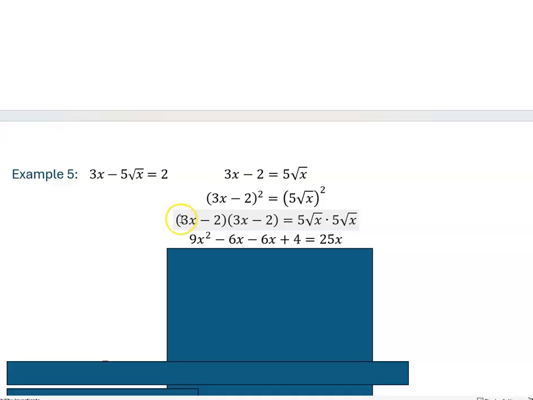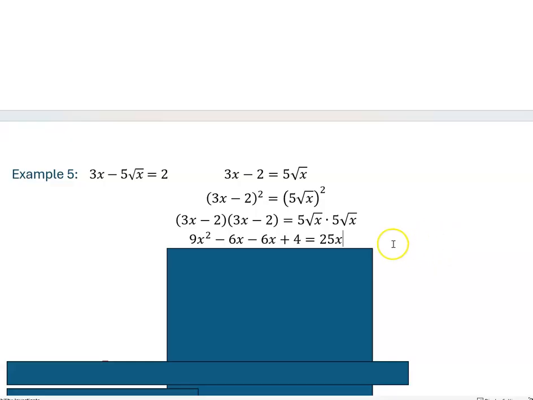So when I square that out, what I get here is 9x squared. This is just the FOIL. The first terms are 9x squared, the outside -6x, the inside -6x, and the last is +4. And over here, 5 times 5 is 25, and the square root times the square root is just x to the first power, because this is like a half power and a half power. Add those together, you get 1 whole power.